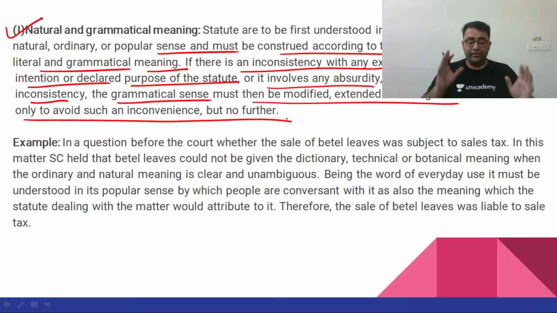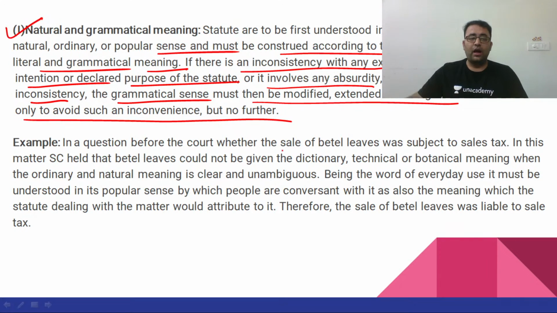So the first rule is, whenever you're interpreting any statute or law, you should interpret it as per its normal and ordinary or popular sense and grammatical meaning. Don't get too technical and don't get too much into it. It's only when after doing this you don't get a proper meaning pertaining to that situation, then the grammatical sense must be modified, extended or abridged only to avoid any such inconvenience, but no further.